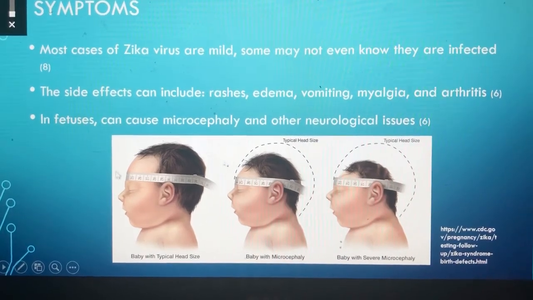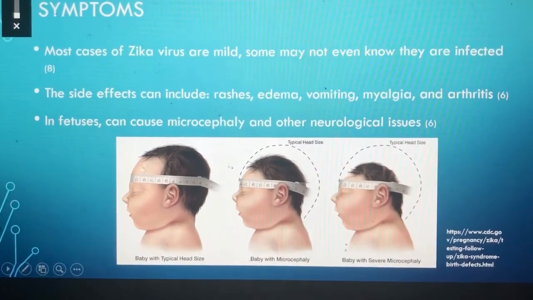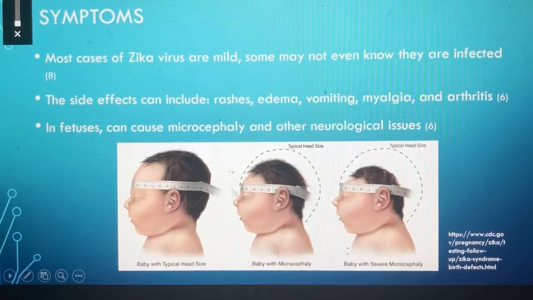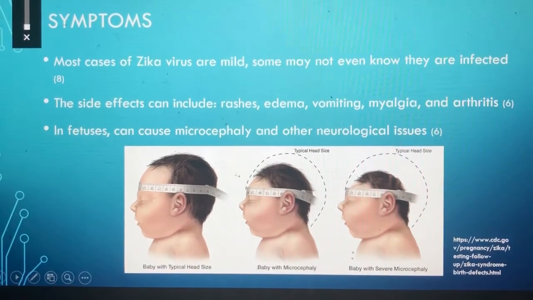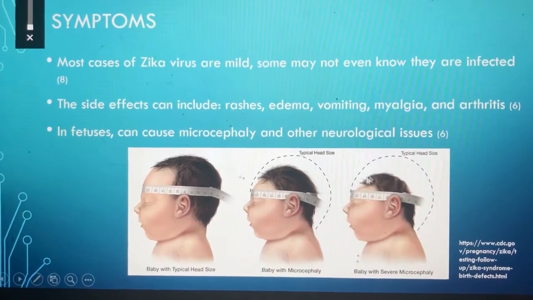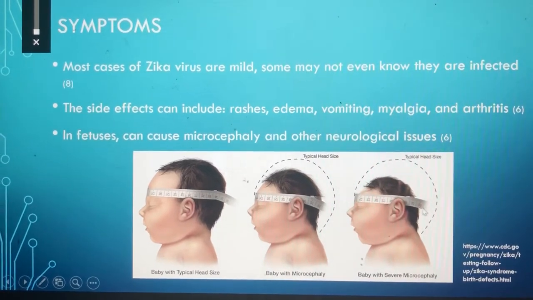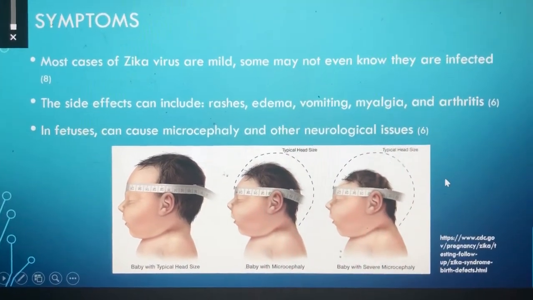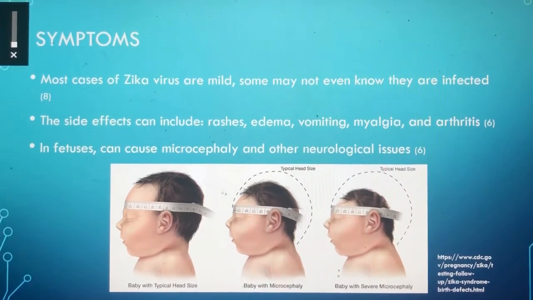As you can see here, this is the normal size and shape of a baby's head, and then with microcephaly, you can see the size is a lot smaller, a little bit more misshapen, and then a severe case of microcephaly is a lot more misshapen and a lot smaller, and these babies usually don't survive a lot longer after birth.